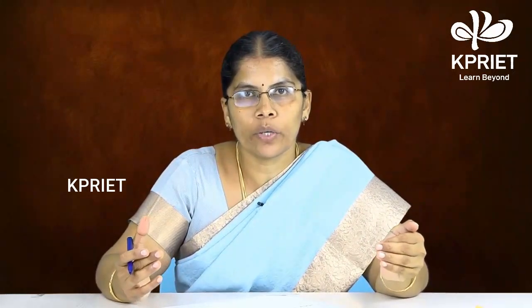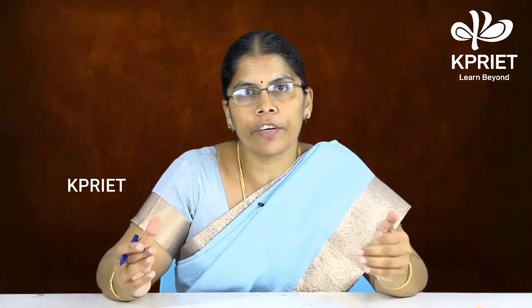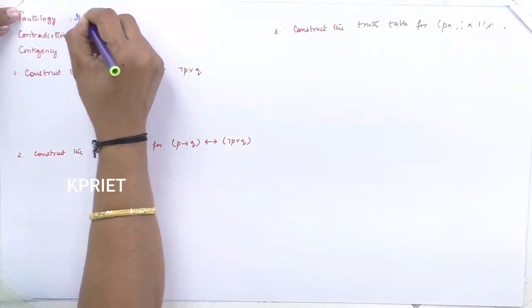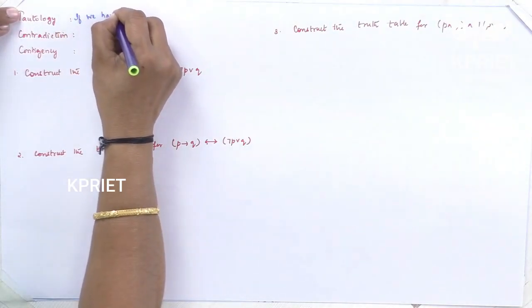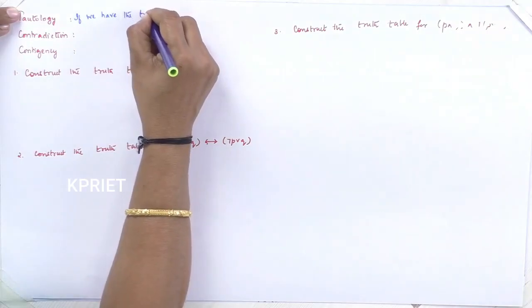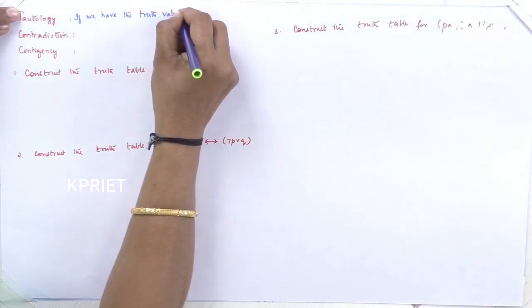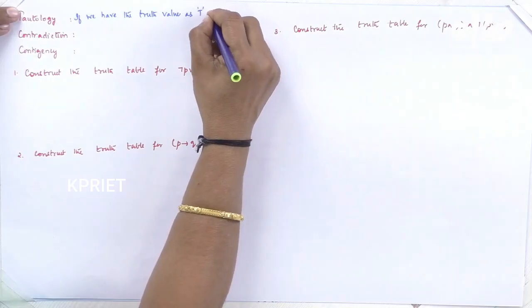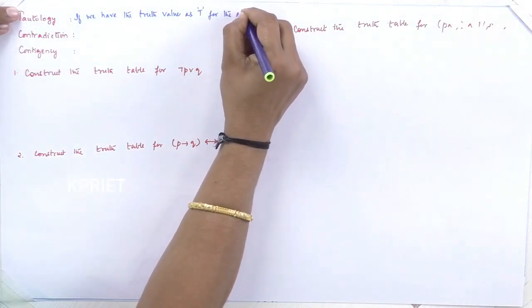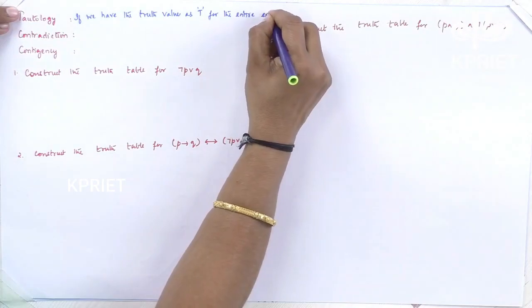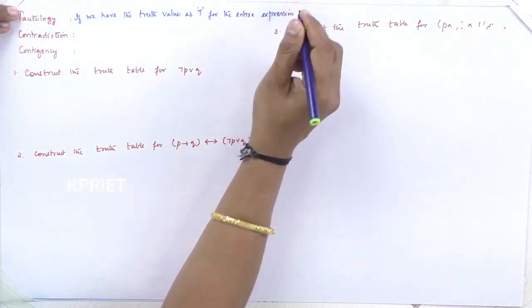So next we will see what is a tautology, what is a contradiction, and what is a contingency. Now what is the difference between all these three? Tautology means whatever expression is given to us, if we get the truth value as T everywhere for the entire expression, then it is said to be a tautology. Understood?